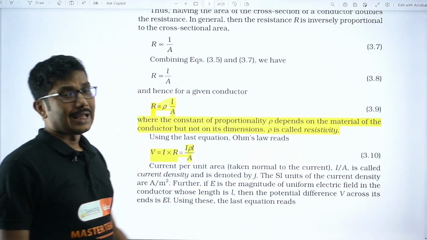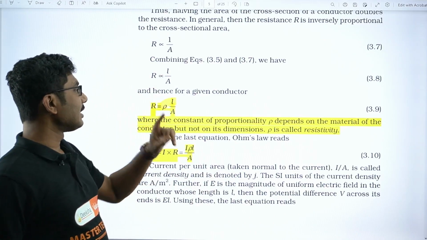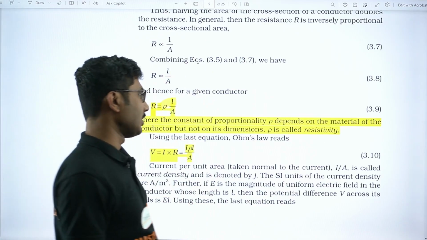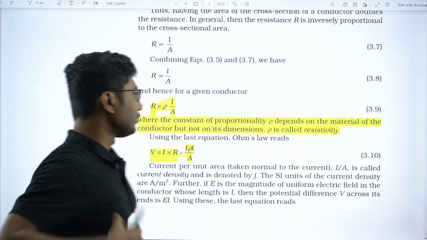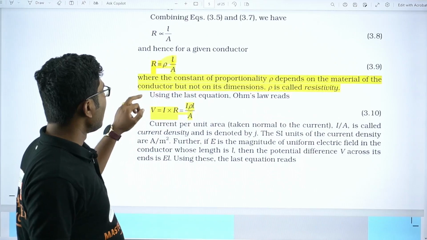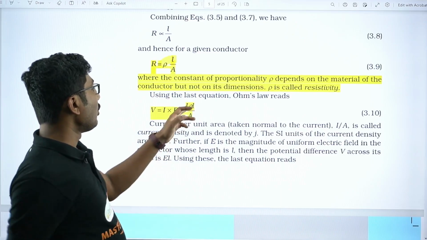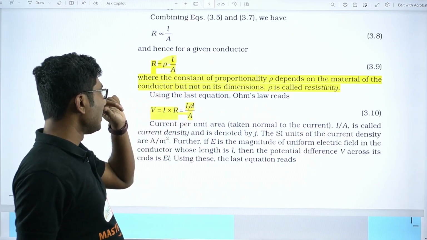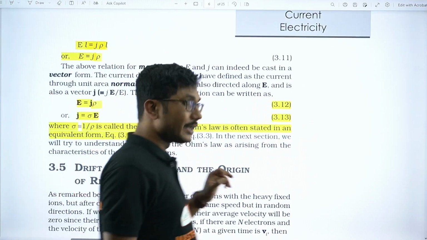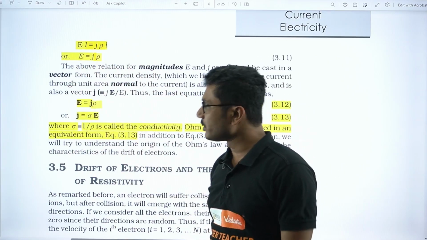R is equal to rho L by A. L is the length of the conductor, A is the area of the conductor, and the constant of proportionality rho depends on the material of the conductor but not on the dimensions. Rho is called resistivity. Using the last equation, Ohm's law, we can write V is equal to IR, with R equal to rho L by A. We have put the value of R over here, and after a little bit of simplification we arrive at J equals sigma E.